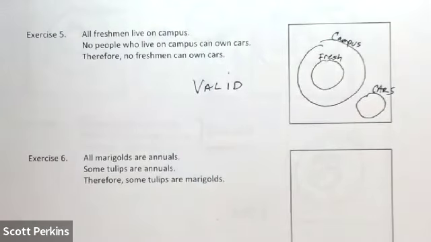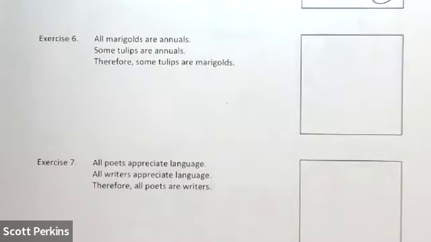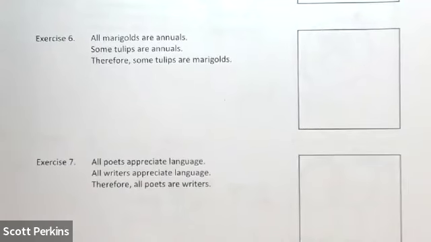So just to spoil the surprise, the last two are invalid arguments. So I just want you to give it a try. Exercise 6. Again, if you get it wrong, that means you're learning. It's okay. We'll figure it out and you'll ask questions.